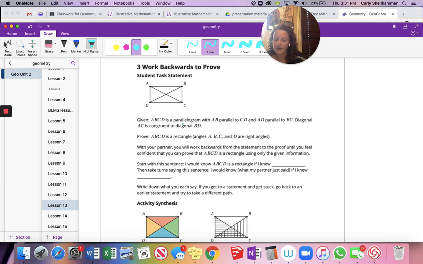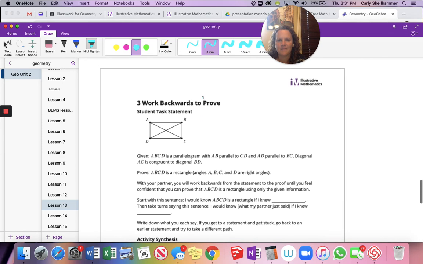I would know angle ABC and DCB were right angles if I knew they were congruent.